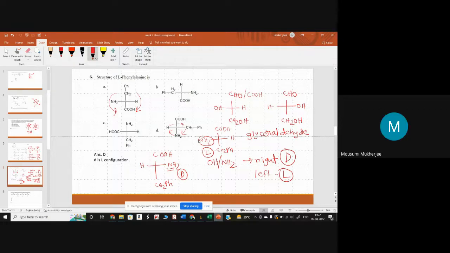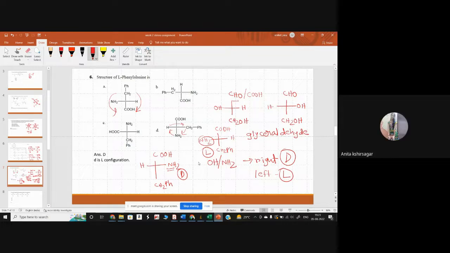Any confusion? No, sir. Okay. You have to put the carboxyl group in the upward topmost carbon, and then we will define D or L either by the OH or by the NH2. In case of carbohydrate, we will go for the OH group, the hydroxyl group, and in case of the amino acid structure, we will go to the NH2 group, right?